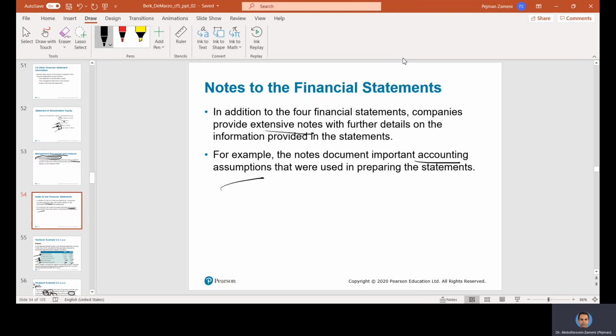Another statement is called Notes to the Financial Statements. Here we mention what methodology we have used in order to calculate the different ratios and different elements. For example, for the inventory, we have used the LIFO or FIFO method. Which one?